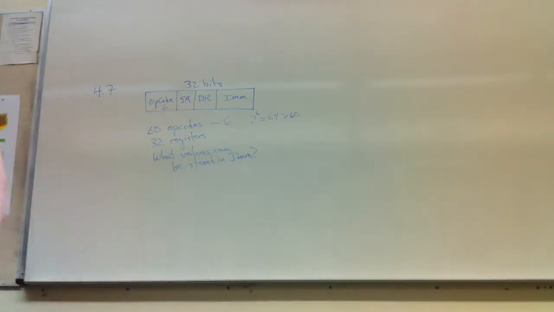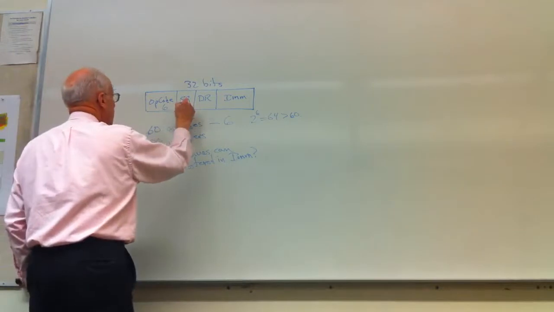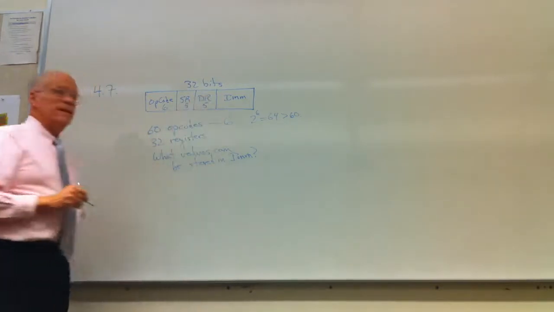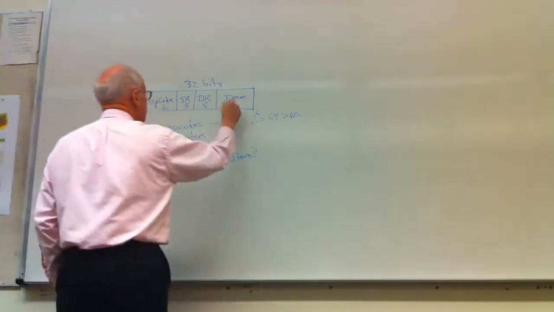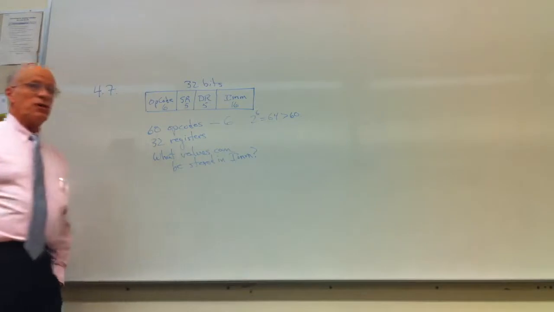How many bits do I need for each register? 5. 2 to the 5th is 32. Okay, so how many bits have I got for my immediate operand? 16.